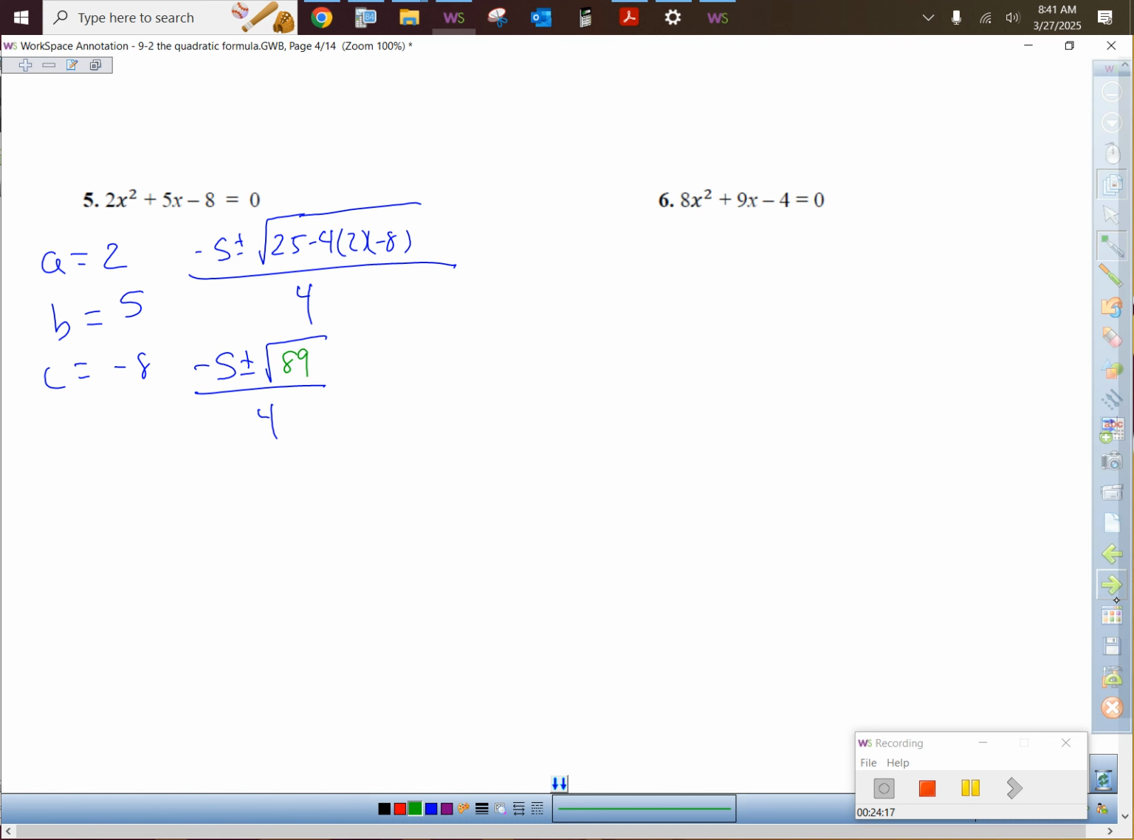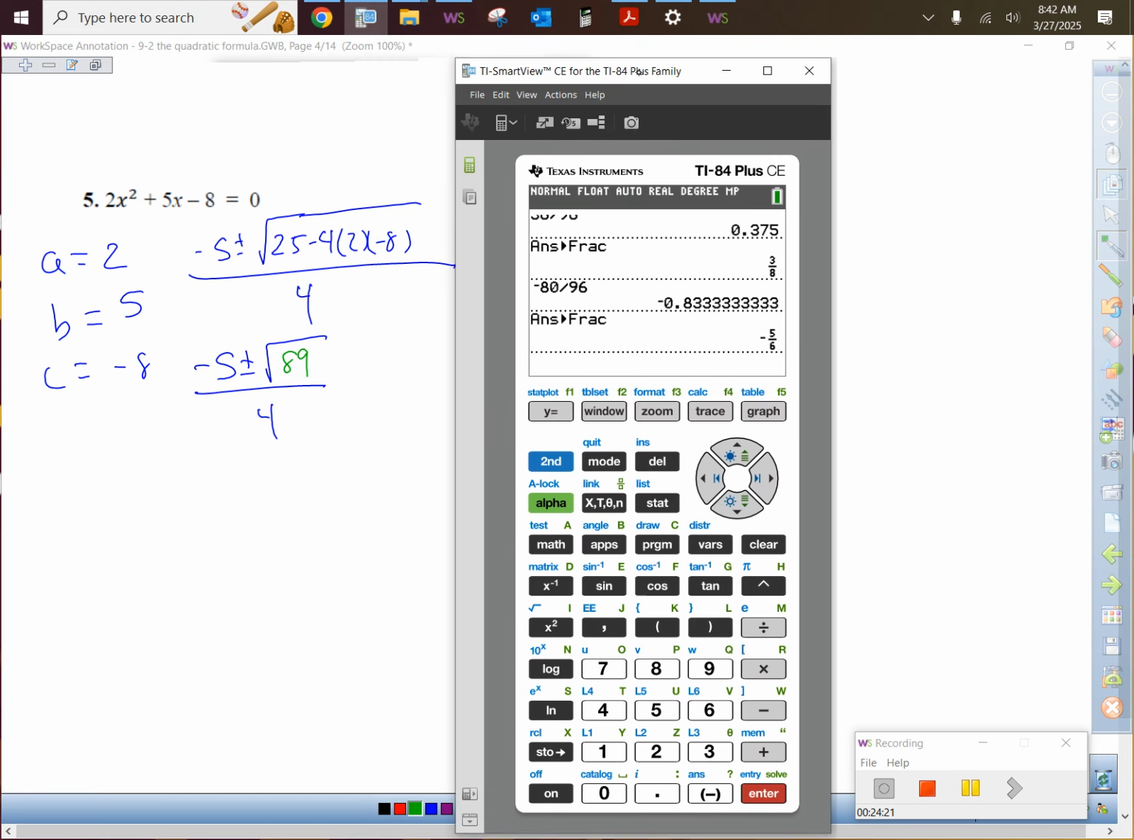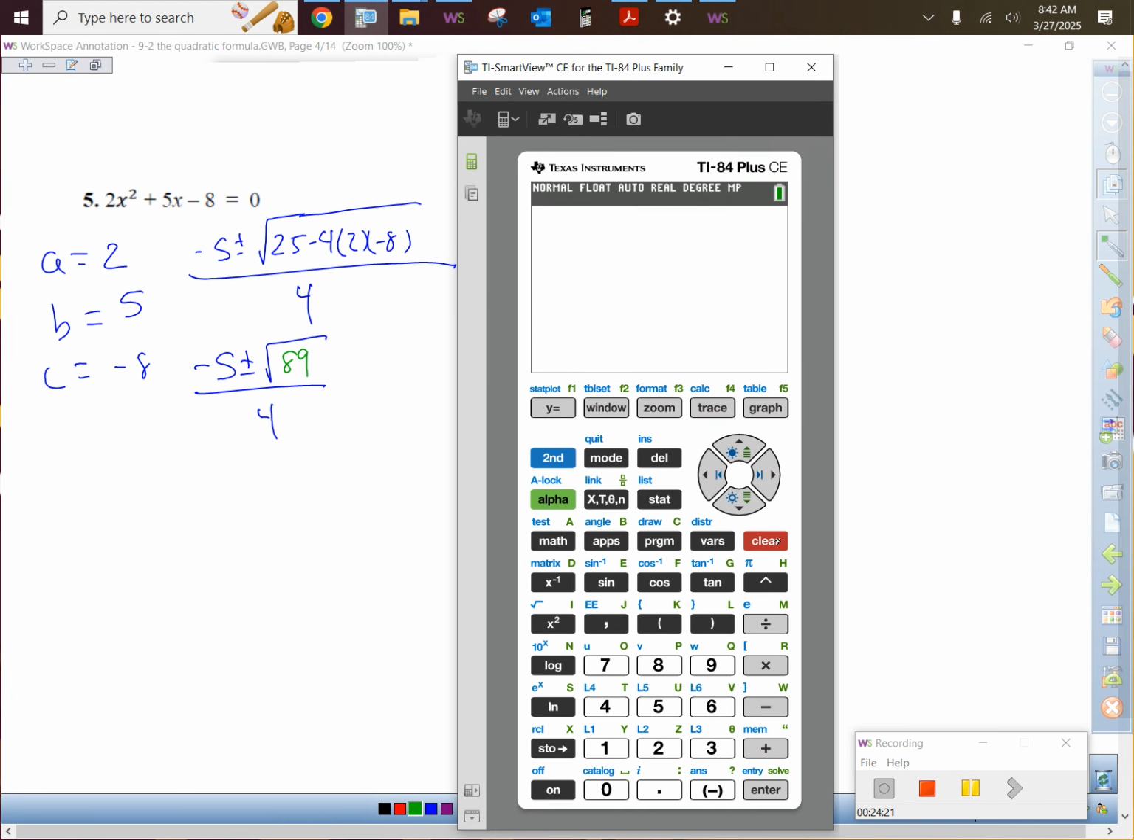We have to do the entire numerator first. So grab the calculator and punch with me. The numerator, the first time, is going to say negative 5 plus the square root of 89. But you cannot put divide by 4 after that. That's going to come later. Just do the numerator and hit equals. Are you with me on that? Did you get this number back?